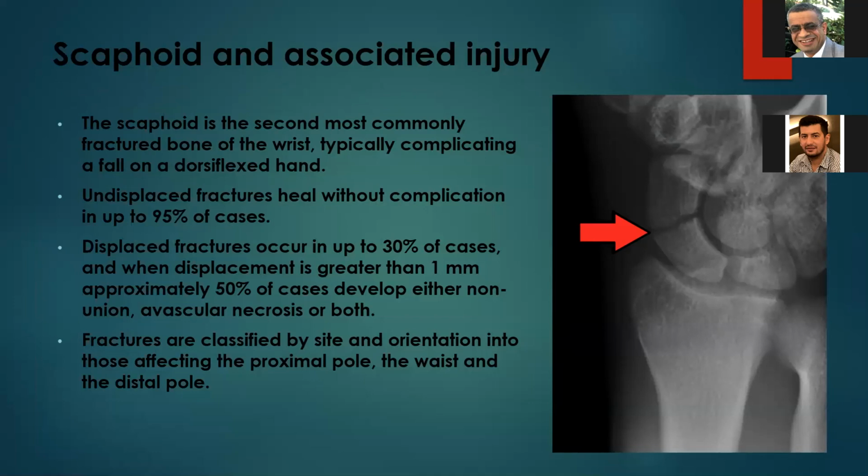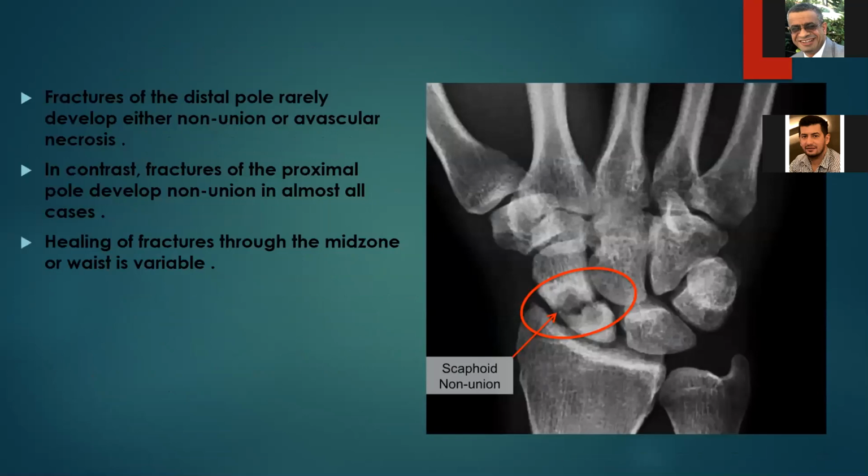Fractures are classified by site and orientation into those affecting the proximal pole, the waist, and the distal pole. Fractures of the distal pole rarely develop either non-union or avascular necrosis. In contrast, fractures of the proximal pole develop non-union in almost all cases. Healing of fractures through the mid-zone or the waist is variable.